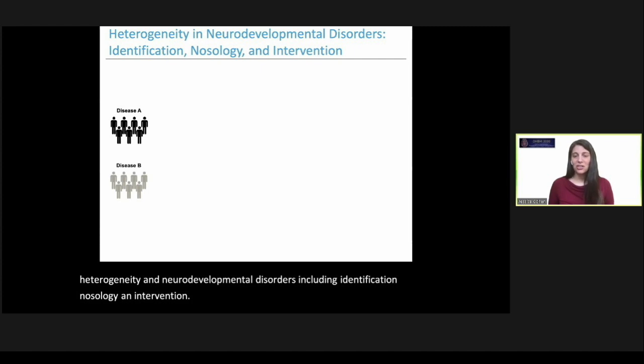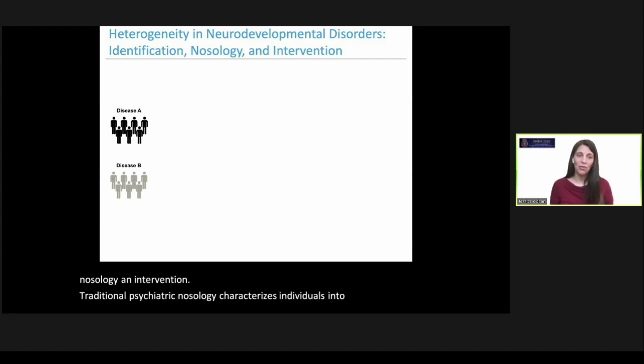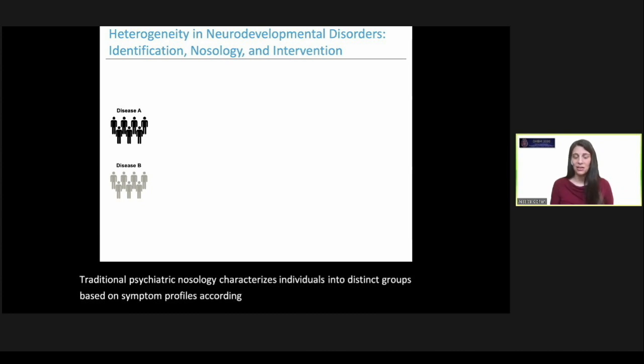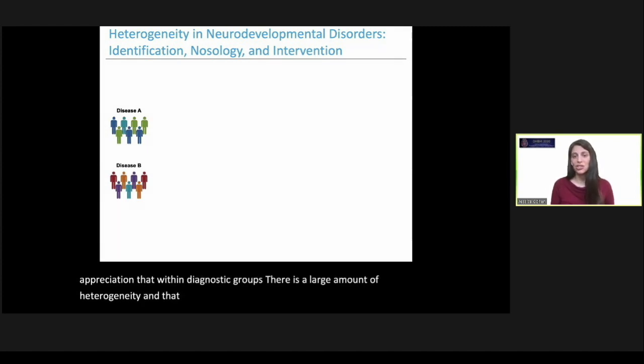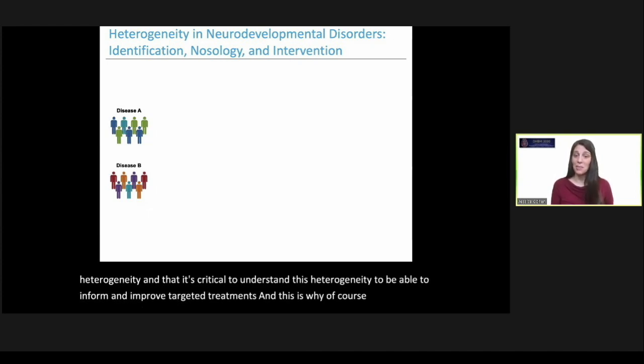Traditional psychiatric nosology characterizes individuals into distinct groups based on symptom profiles according to DSM criteria. However, there's a growing appreciation that within diagnostic groups, there is a large amount of heterogeneity, and that it's critical to understand this heterogeneity to be able to inform and improve targeted treatments. And this is why, of course, the RDoC initiative within NIMH emerged, along with the nascent field of precision medicine.